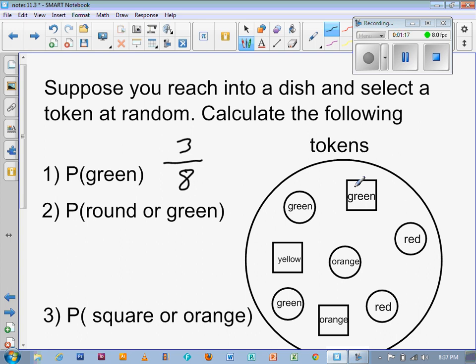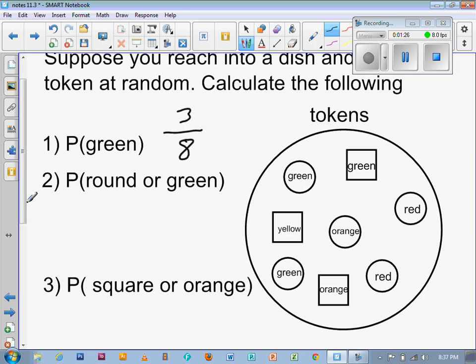Now, what happens if we have multiple events and we want to select a round or a green token? What we're going to do first is just count how many of each of those are available to us. First of all, round tokens, if you count over here, we got 1, 2, 3, 4, 5. There are 5 tokens out of 8 that are round. Green tokens, there are a total of 1, 2, looks like we got 3 out of 5 of those. 3 out of 8, excuse me.